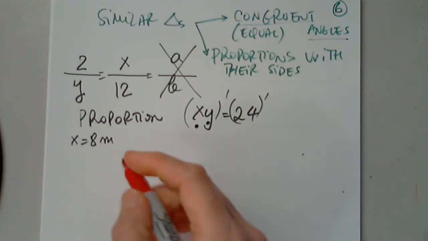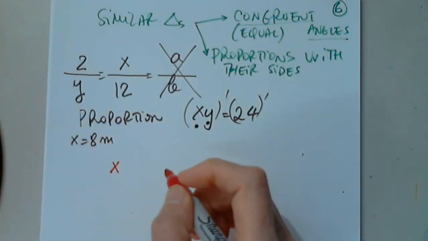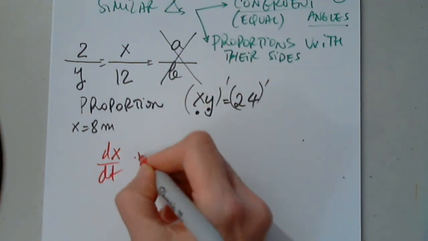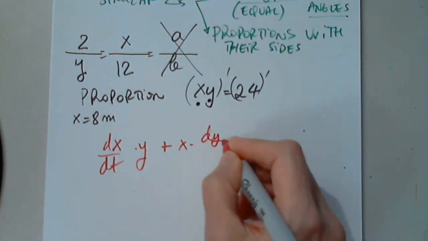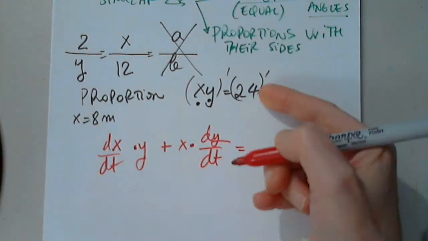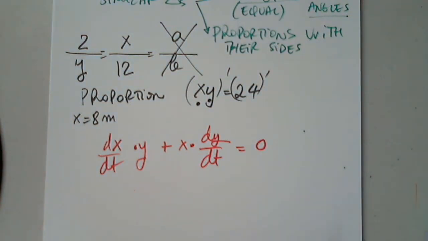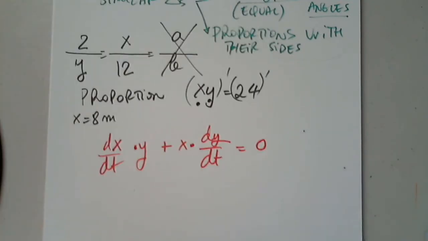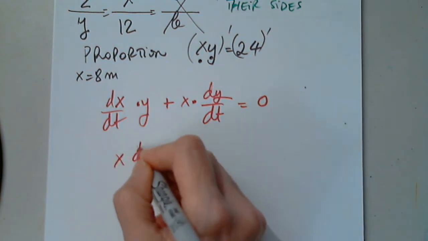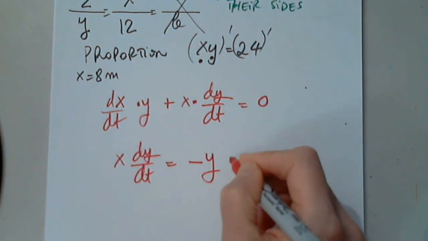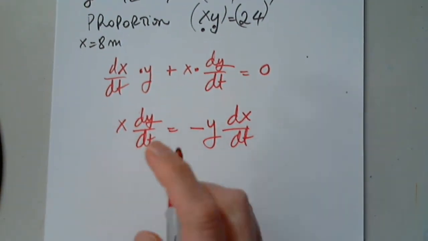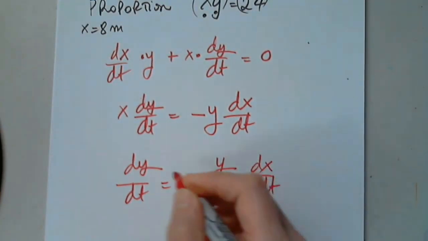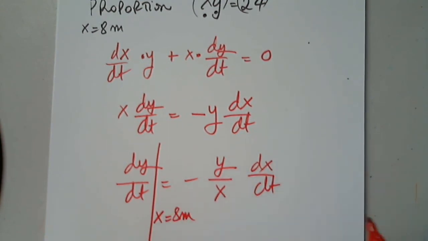X times dy dx. Okay, so dx over dt, the first function prime, times y, perfect, plus x times dy over dt, and this equals 0. Perfect. Again, that's why I needed this. I'm after dy over dt when x is 8. So I will move this term to the other side. x dy over dt equals negative y dx over dt. And I will divide by x. So dy over dt equals negative y over x dx over dt when x equals 8 meters.